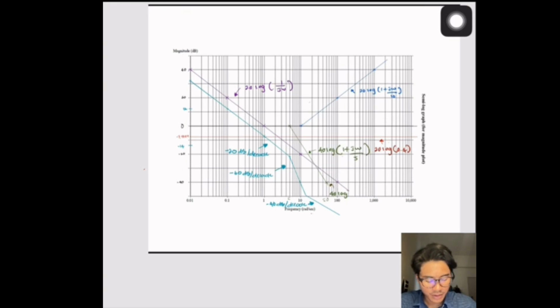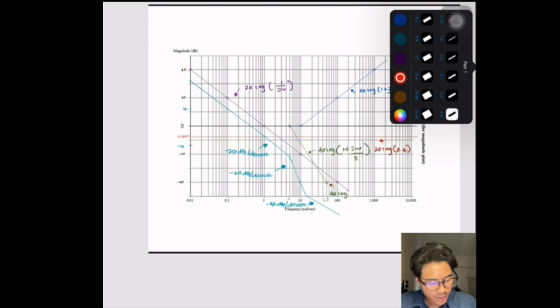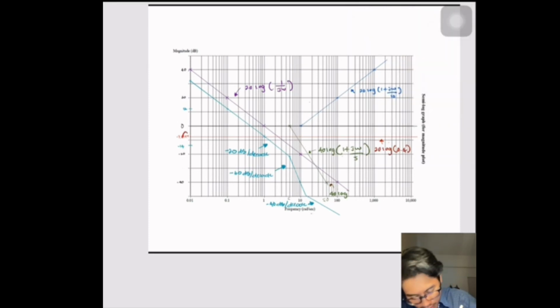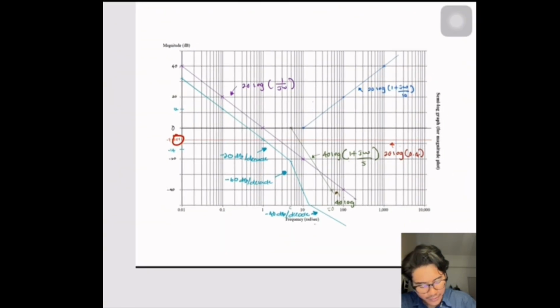Firstly, to draw the graph, we must draw the constant value, which is K. We get negative 7.96 at this point. We draw the straight line.